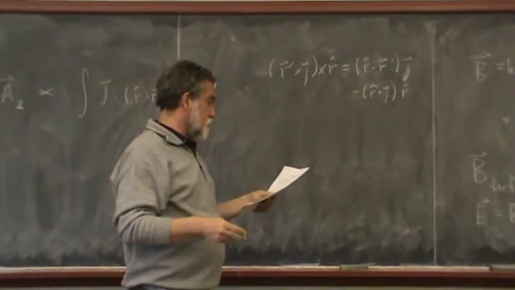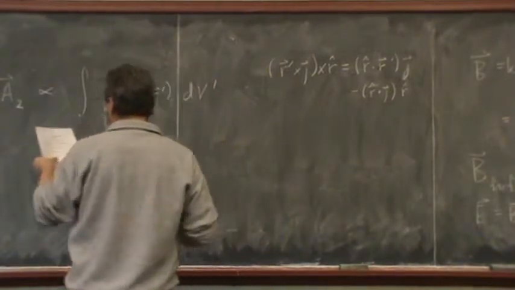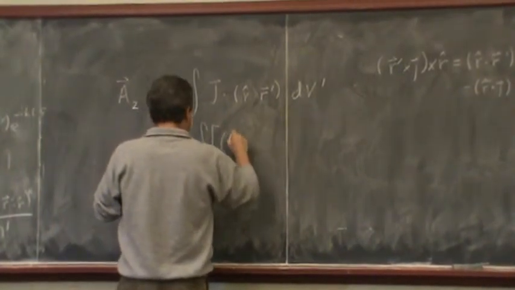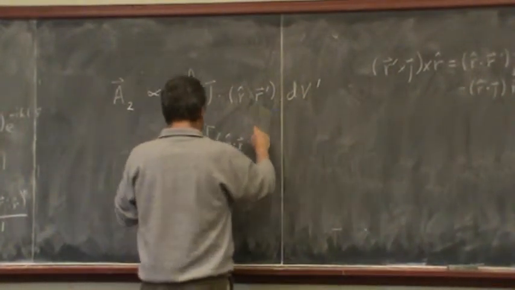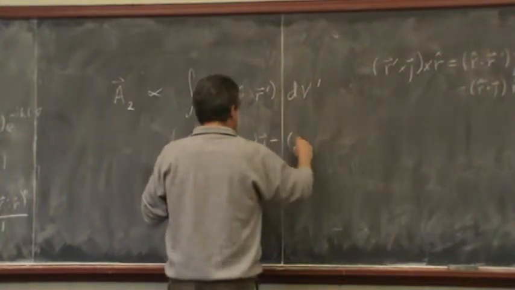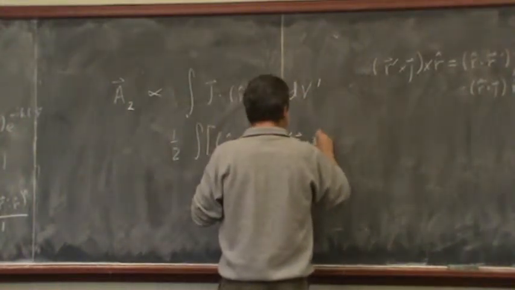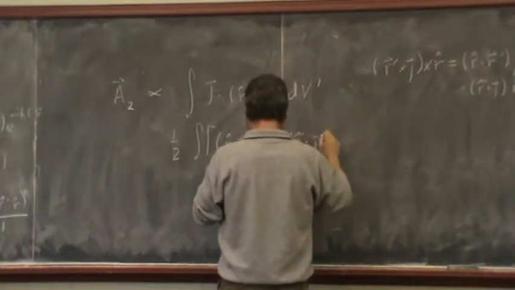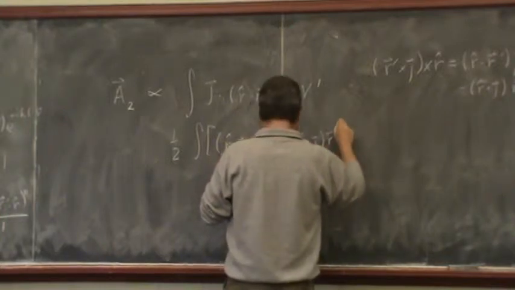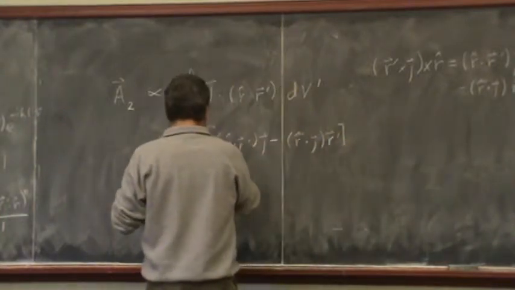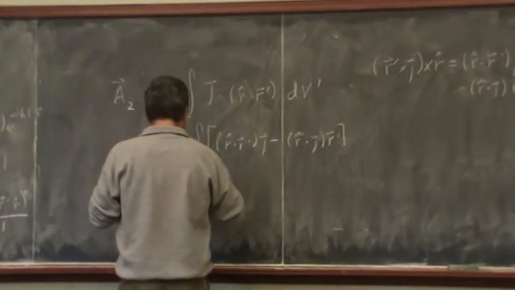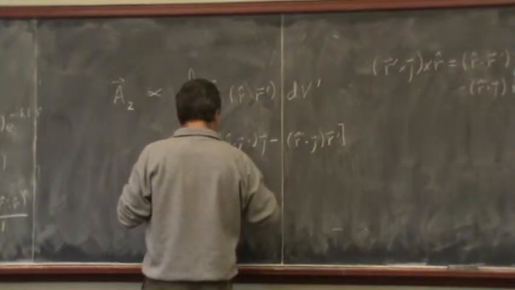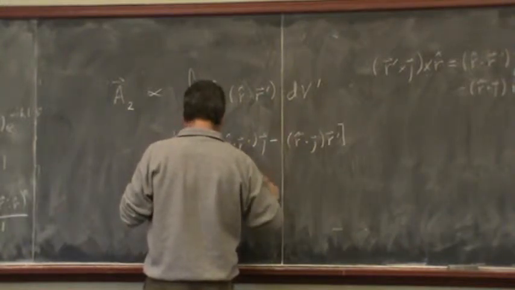And I can write this now as 1/2 integral r hat dot r prime j minus r dot j r prime, plus 1/2 the integral, whoops, r prime cross j cross r hat.